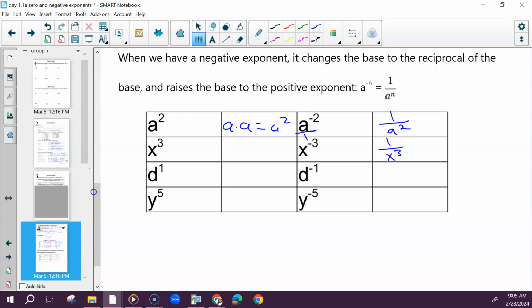D to the negative 1. 1 over d. Or if you wanted to put the exponent, you could. Either or. And then y to the negative 5th. 1 over y to the 5th. Negative exponent rule. Take the base, flip it, make the exponent positive. Simplify if necessary. Questions on how the negative exponent rule works? Go on to the next page.